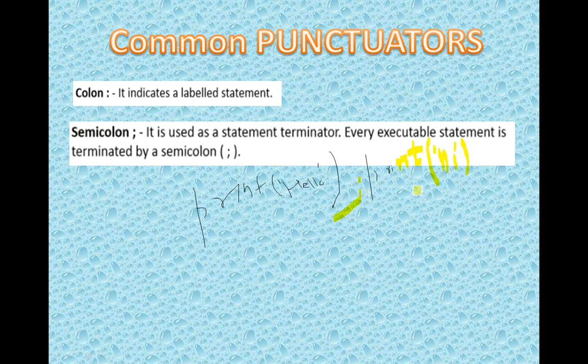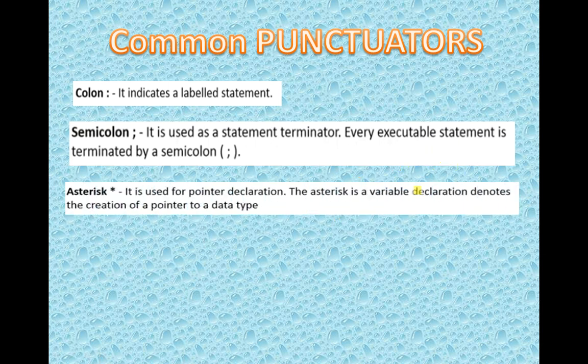Next one is your asterisk sign. This is normally used to declare pointers. Suppose I use a variable a. This is a simple variable, but if I write asterisk and then a, this becomes a pointer to variable a.